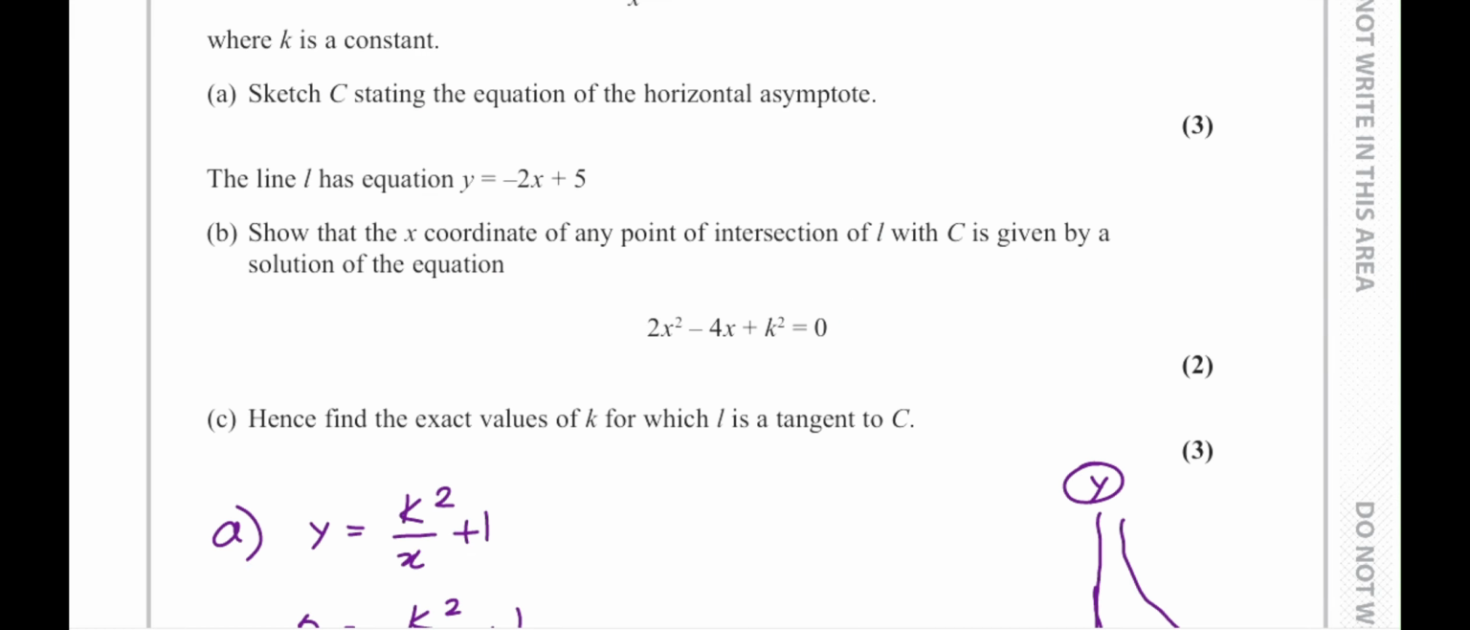Part B. The line has equation y equals minus 2x plus 5. Show that the x coordinate of any point of intersection of L with C is given by a solution of the equation 2x squared minus 4x plus k squared equals 0. So let's write at intersection point both the lines and the curve are equal. Therefore, minus 2x plus 5 equals k square over x add 1.